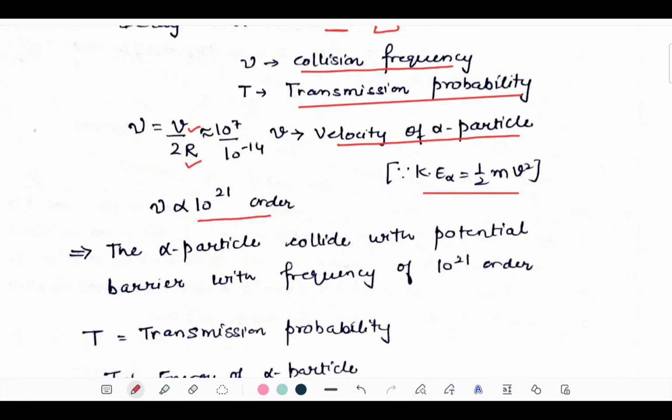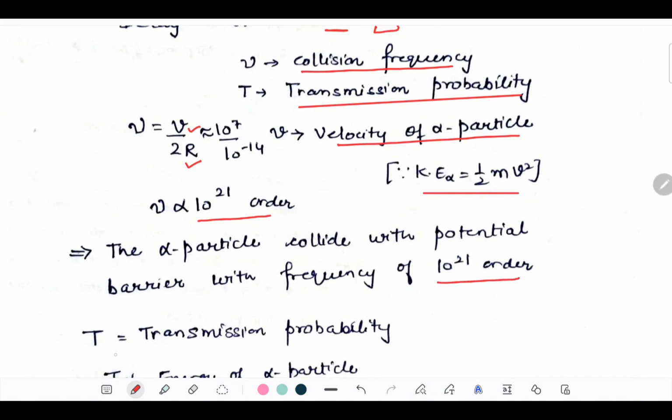Now what is the collision? It is basically the collision occurring between the alpha particle and the barrier, because the alpha particle collides with the barrier to get out of it. So nu is the collision frequency of the alpha particle with the potential barrier, and it is of the order of 10 raised to power 21.